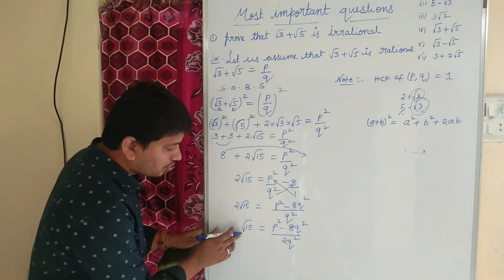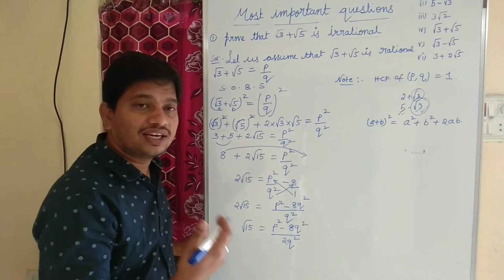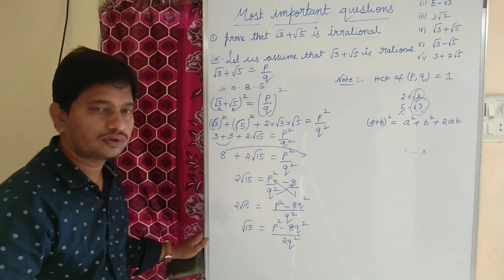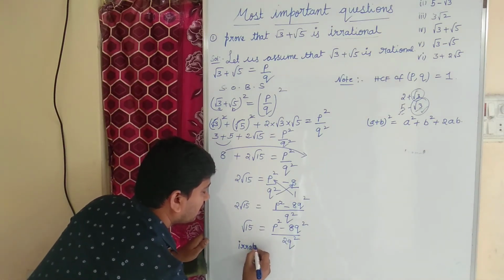Children, as root 15 is irrational. Irrational numbers generally are in the form of roots. Okay. So here root 15 is what? Irrational.